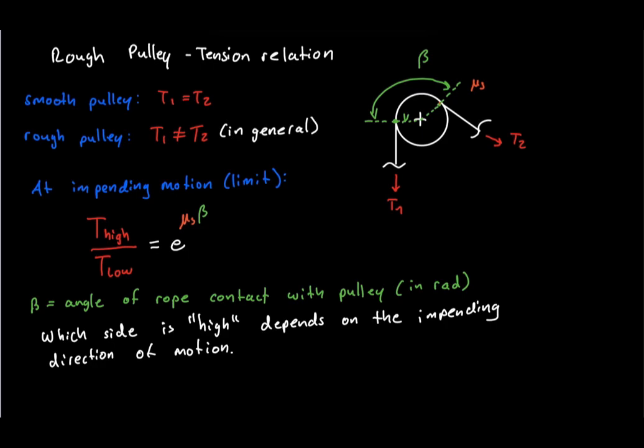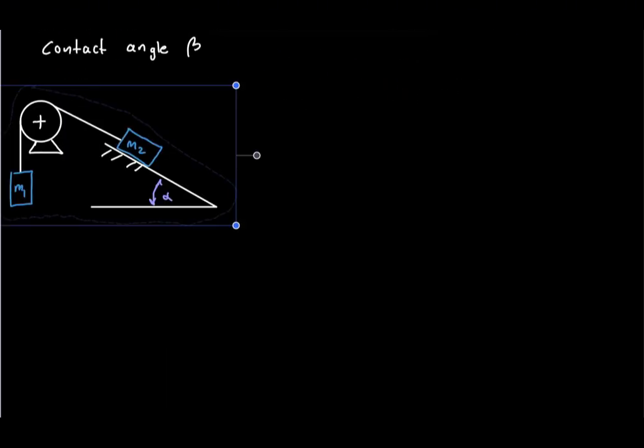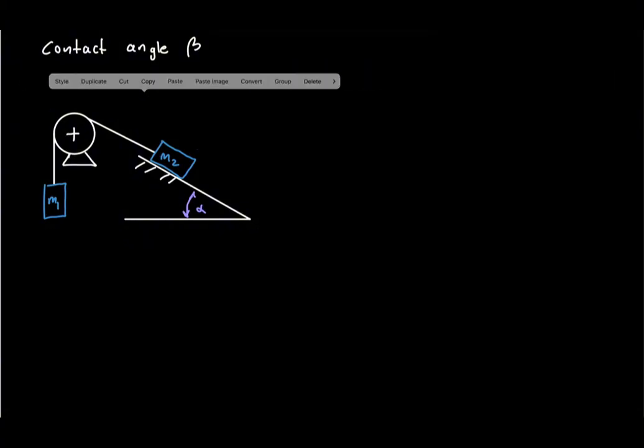This contact angle can be confusing, so let us first look carefully at the geometry. The left-hand rope segment hangs vertically. The right-hand rope segment is parallel to the inclined surface. That detail is very important. Because the rope is parallel to the incline, changing the incline angle also changes the direction of the rope.